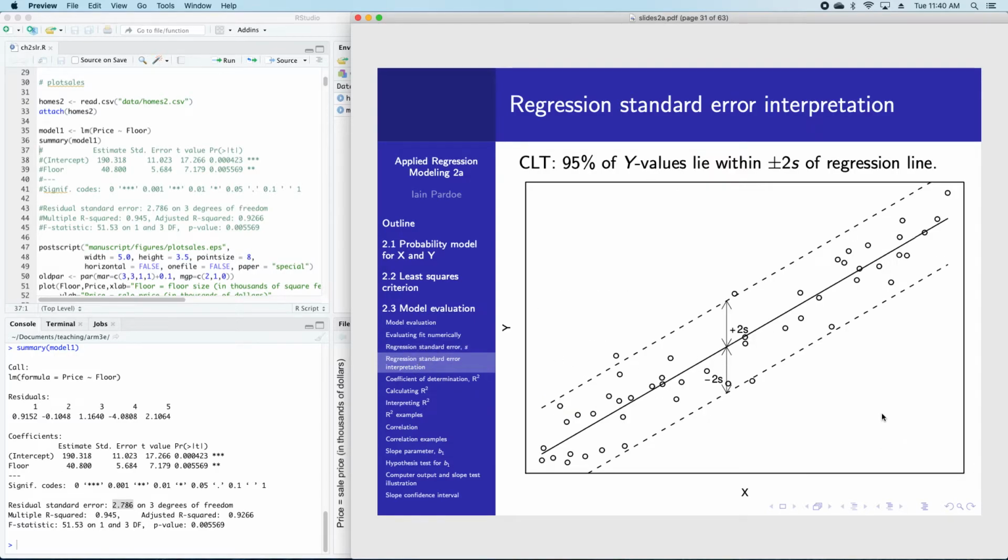So here's a generic picture of a scatter plot of some data, and the regression line is this solid line in the middle. And what we're saying is if we were to go to any point along the regression line, say here, and then go up 2s from that regression line, and down 2s from that regression line, and do that all the way along the line, that would trace out these dashed lines here. What we're saying is approximately 95% of the y values, which are the points, lie within plus or minus 2s of the regression line. And this is coming from the central limit theorem, which we talked about in chapter 1.